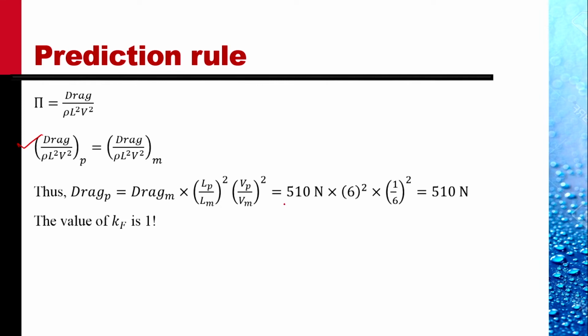The drag force for the model was 510 newtons. The scale factor of length is 6, and the scale factor of velocity we just found out is 1 by 6, so that the value of the drag force on the prototype would be the same 510 Newton. Our model is smaller by a factor of 6, but we are testing at a velocity which is 6 times the prototype velocity, so that the force scale factor is 1, and the drag on the prototype is the same as drag on the model.